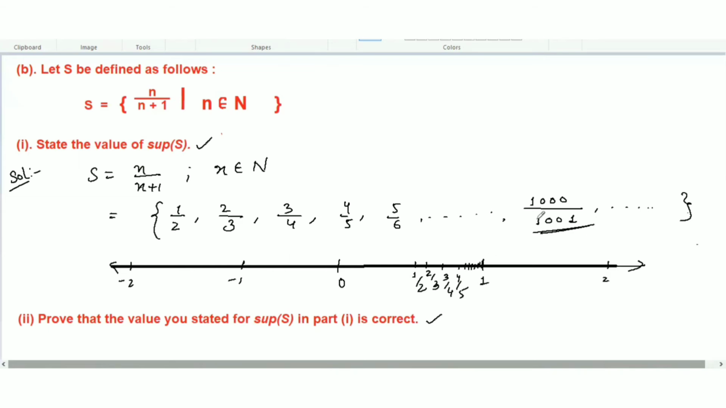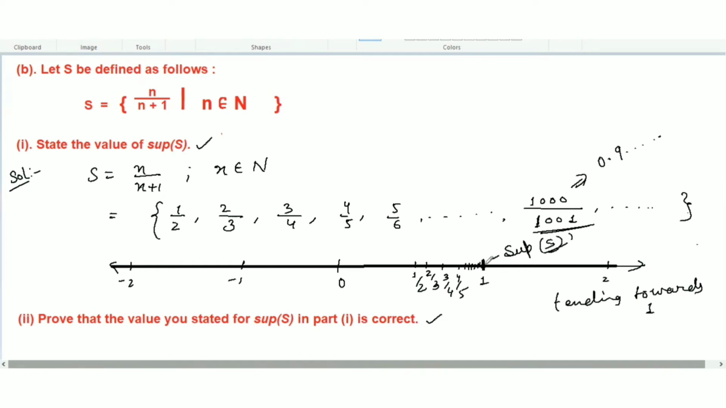Calculate 1000 over 1001. If you take a calculator, 1000 over 1001, you will get 0.9 something, but it will not be equal to 1. You can say that this set is tending towards 1, but not equal to 1. So you can say that this is the supremum of S. This is the upper bound of S, the least upper bound of S.